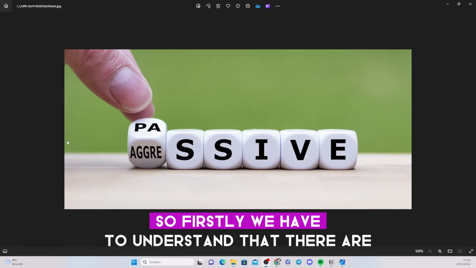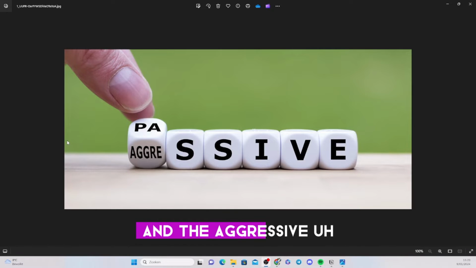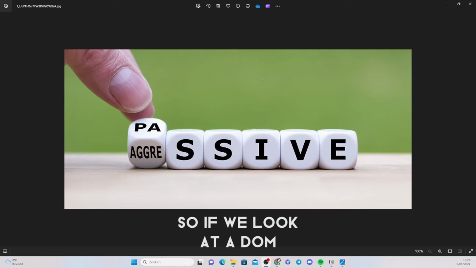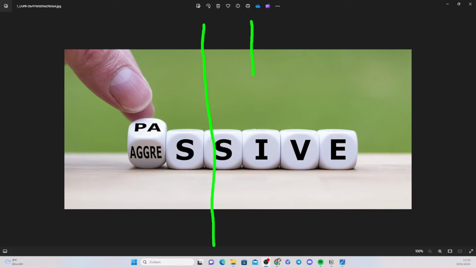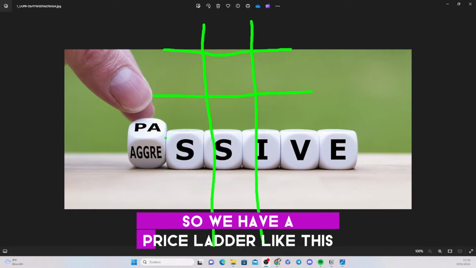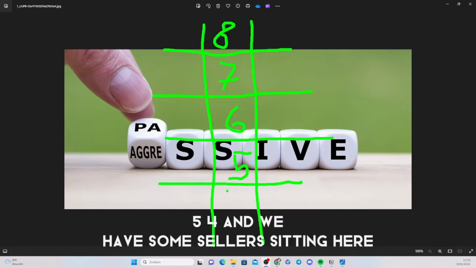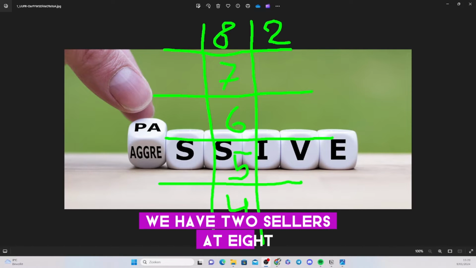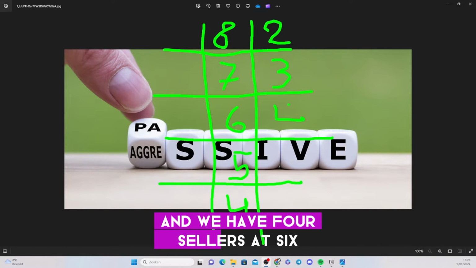So firstly, we have to understand that there are two kinds of participants in the futures market. We have the passive and the aggressive participants. If we look at a DOM, I will explain a DOM later, a DOM represents the passive buyers or sellers. So we have a price ladder like this, where we have some prices, 7, 6, 5, 4. And we have some sellers sitting here, like we have 2 sellers at 8, we have 3 sellers at 7, and we have 4 sellers at 6.